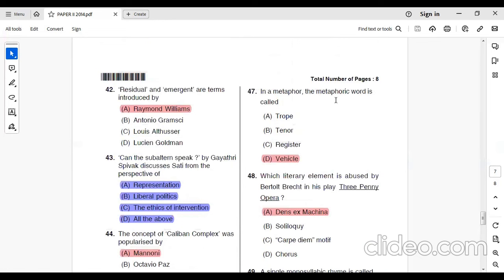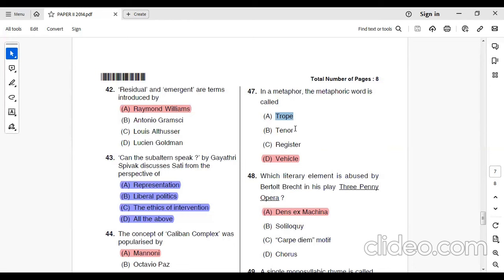Then in a metaphor, the metaphoric word is called a vehicle. Let's understand a few more expressions here. Trope. What is a trope? A trope is a word used in a non-literal sense to create a powerful image. For example, if you say Chicago's worker bees buzz around the streets, you're using a trope. Workers are not really bees. It suggests how fast they move. So trope refers to different types of figures of speech such as puns, metaphors, similes.